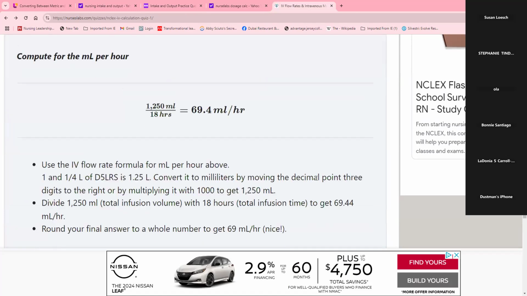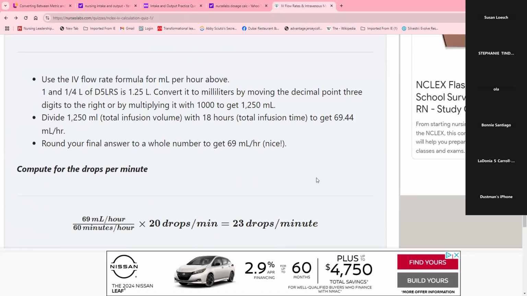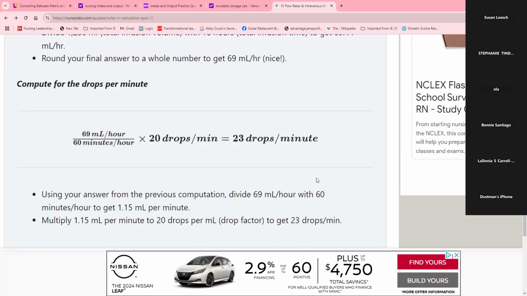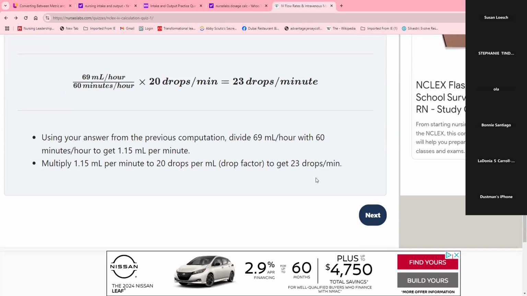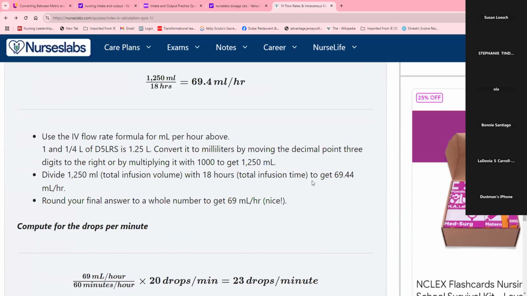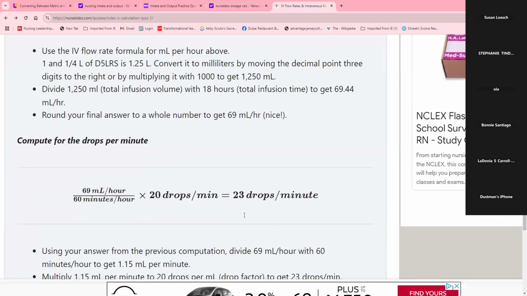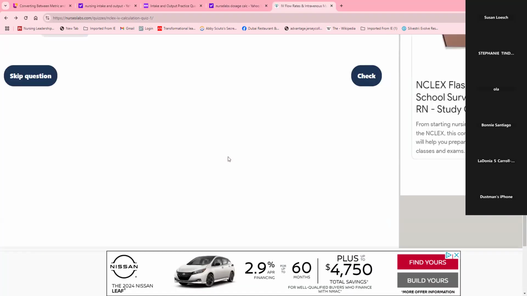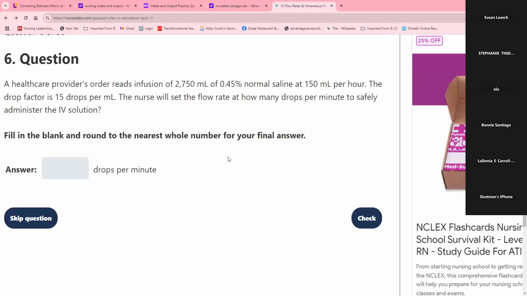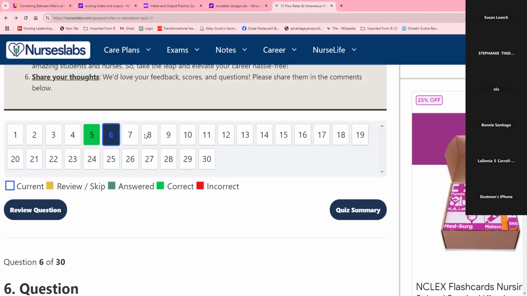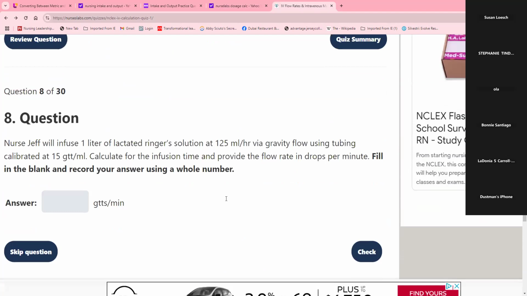That's their math. I suggest whatever math you use, use what you can remember on the test. That's the main thing. Use what you can remember on the test. All right, let's see if we got another one here we can take a look at. Okay, let's look at this one.